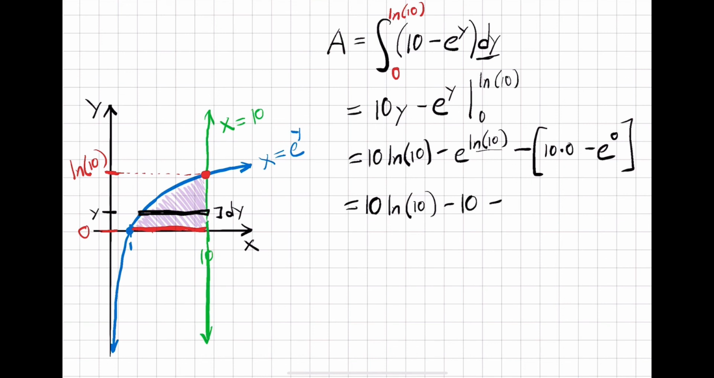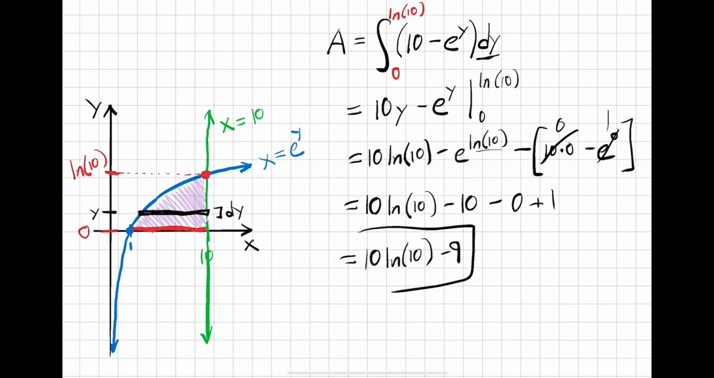All right, minus, well, this part's 0. There's a 0 there. And e to the 0, of course, is 1. You're subtracting 1, but then there's a minus sign in front of the bracket here, so it's actually plus 1 in the end. So our most simplified version is going to be 10 natural log of 10, minus 10 plus 1, that's minus 9. So there we go. That's the simplest form we can get. And that's our solution.